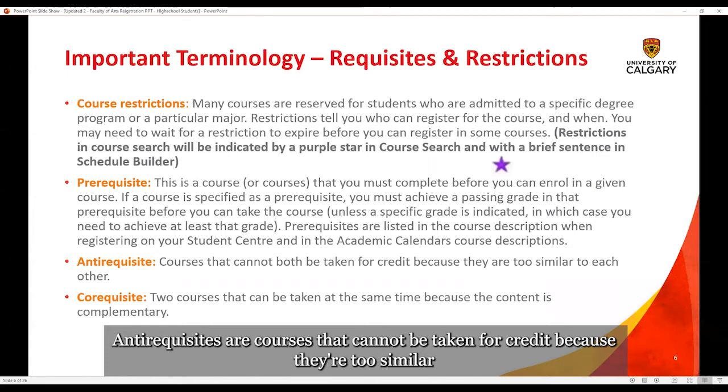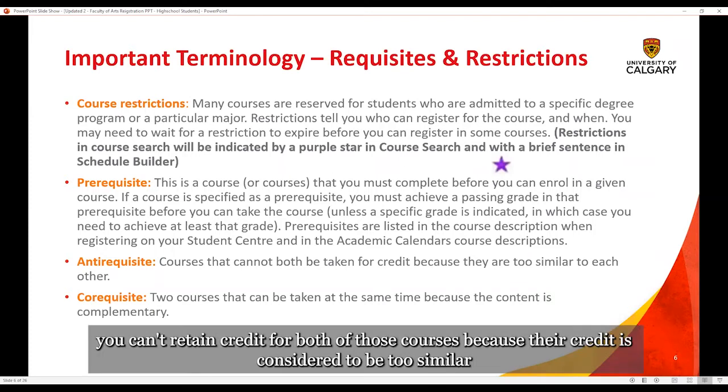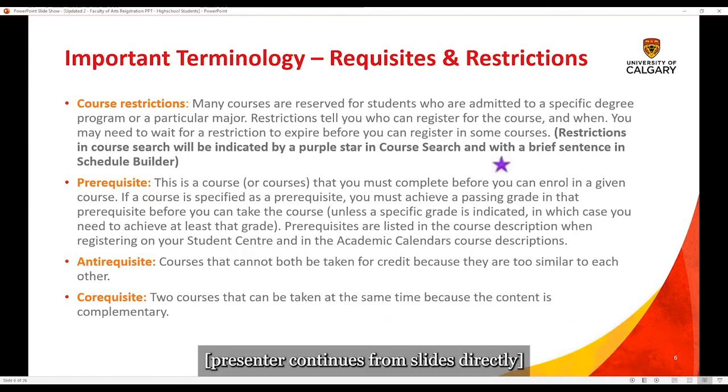Anti-requisites are courses that cannot be taken for credit because they're too similar. An example of that is Stat 205 and Stat 213. You can't retain credit for both of those courses, because their credit is considered to be too similar. Co-requisites are two courses that can be taken at the same time because the content is complementary.